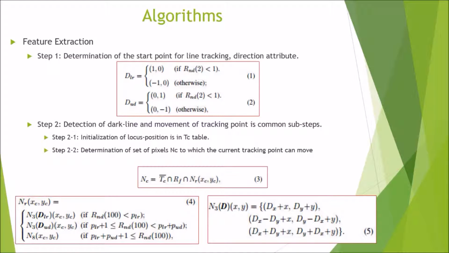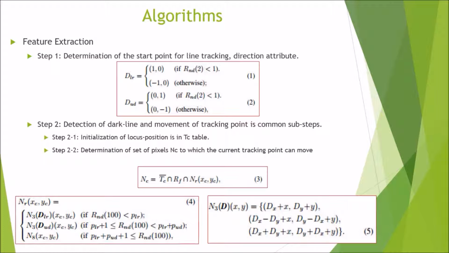Coming to algorithms, the first stage is feature extraction. F of x,y is the intensity of the pixel x,y; xc, yc is the position of the current tracking point of line tracking in the image. Rf is the set of pixels within the finger's outline and Tr is the locus space. Suppose the pixel in the lower left in the image to be 0, 0. The positive direction of the x-axis is rightward in the image, the positive direction of the y-axis is upward within the image, and Tr of x,y is initialized to 0.